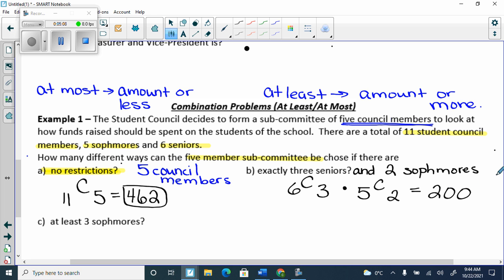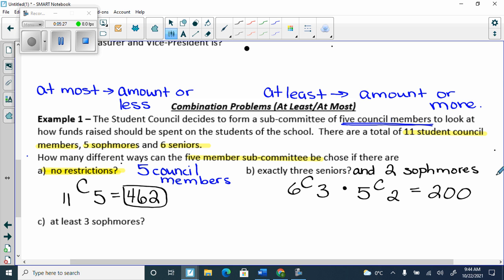Now those would be examples like yesterday. Exactly this, exactly this, exactly this. I had to always have exactly a certain amount, correct? Today is our last lesson in combinations, and it's at least or at most, so we're going to get cases. We're not going to get exactly 3, we need at most 3, or at least 3, something like that.